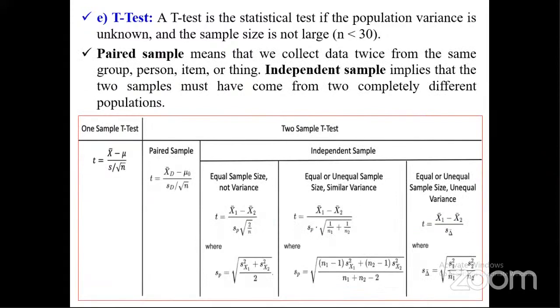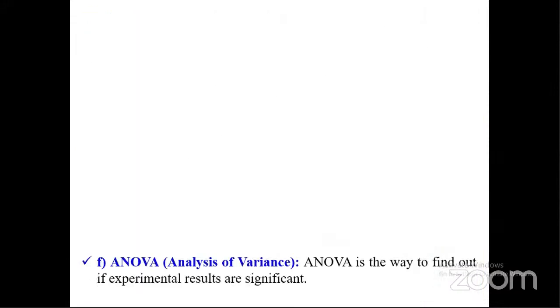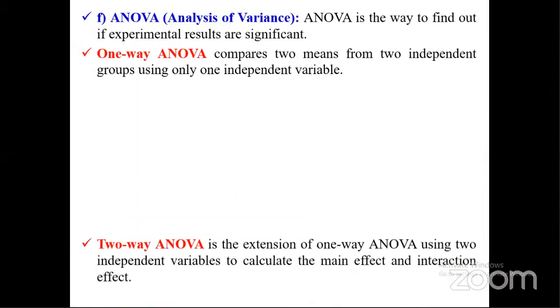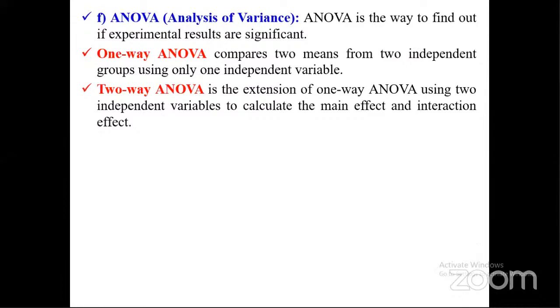If the population variance is unknown and the sample size is not large, n less than 30, then we are using the T test. Okay, and the ANOVA test. I think everybody knows ANOVA, analysis of variance.